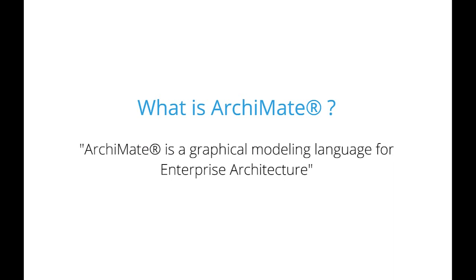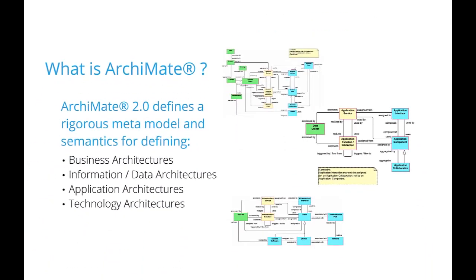The Open Group say quite simply that Archimate is a graphical modeling language for enterprise architecture. But what does that mean, and why is it something that is actually more significant than that to solution architects? What we see in Archimate is a build-out. It's an elaboration of the TOGAF architecture content meta model in a way that gives solution architects more power and flexibility to define business architectures, information data architectures, application architectures, and technology architectures.